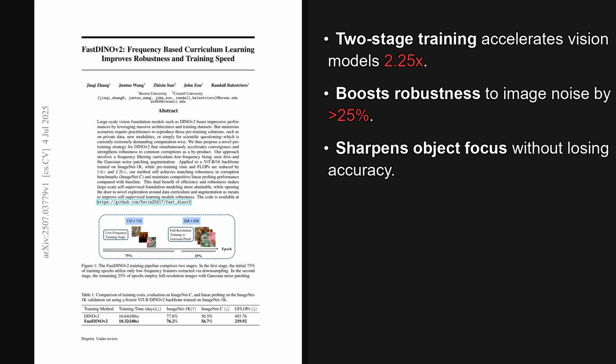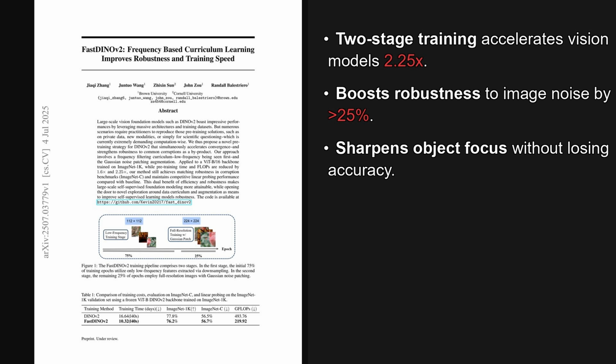I'm Alex, and today we're looking at a paper trending on X, published on July 4th, 2025, just about 5 days ago. This paper introduces a new method that reduces the computational cost of pre-training certain vision models by a factor of 2.25 times. The paper is titled, FastDINOv2, Frequency-Based Curriculum Learning Improves Robustness and Training Speed. And its approach for making large model training more accessible is really clever.